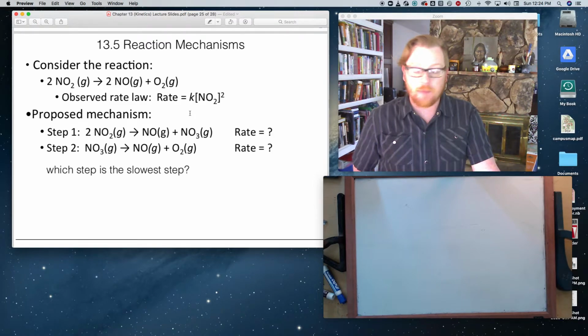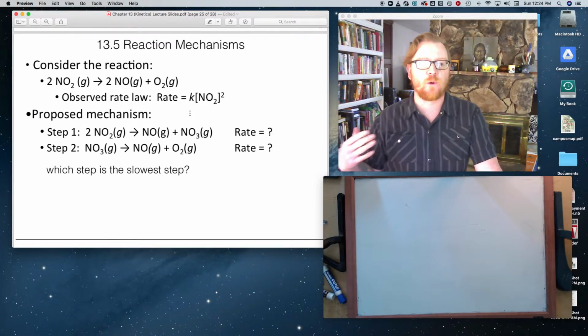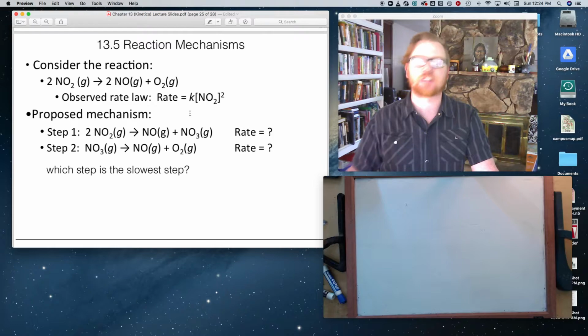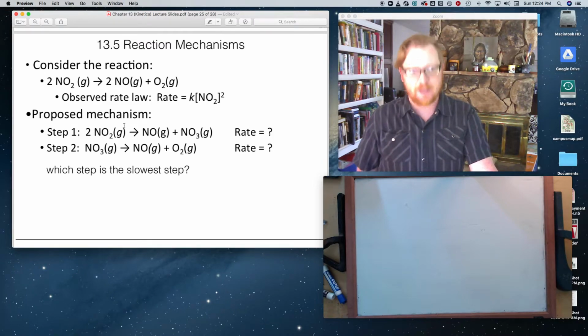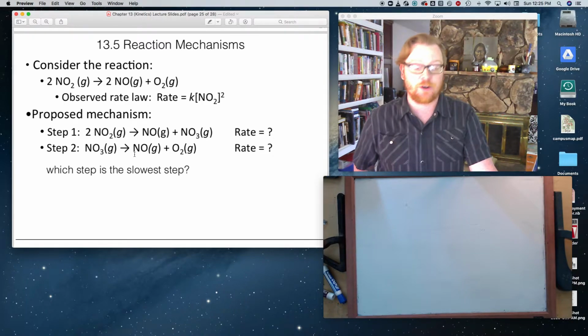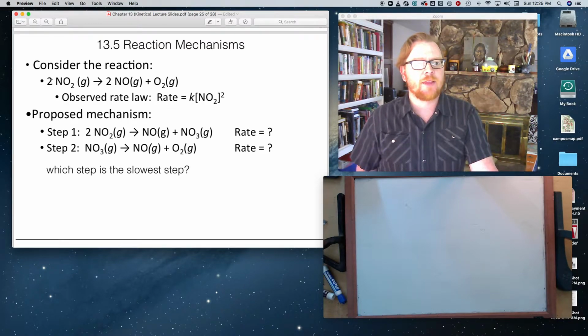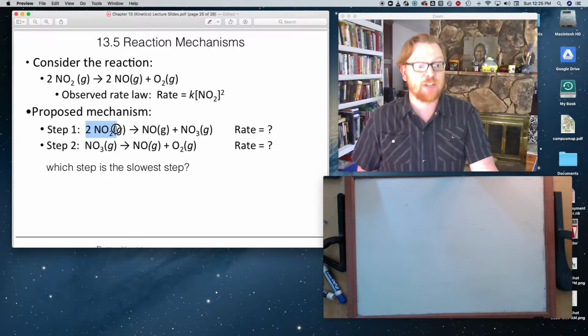But there are some chemists like myself, who that's what you do in your research, is you actually try through experimentation to figure out what these mechanisms are. And it's really hard, but I think it's pretty interesting. Anyways, so in this problem, they gave us the total reaction. They said the observed rate law is k NO2 squared. And so now when we're looking at these two steps, this step actually involves two NO2s. This step only involves one NO3.